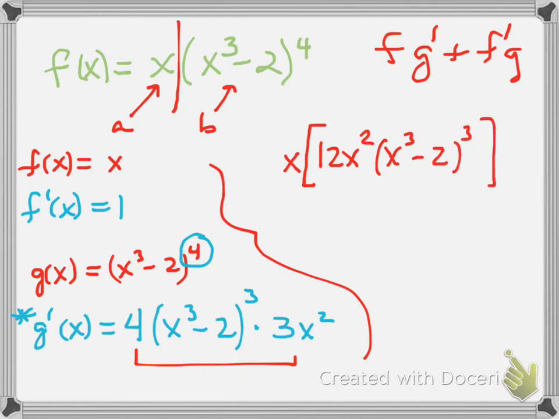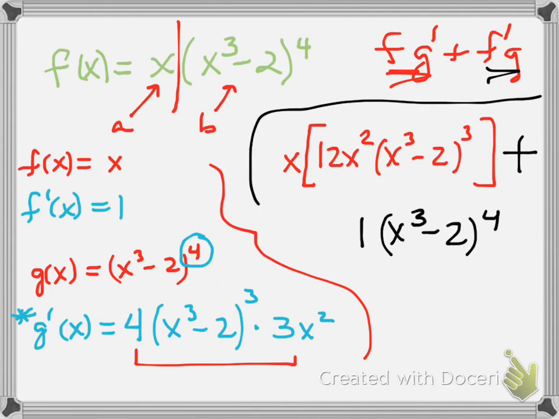So that would be the first part of the product rule, right? And then we're going to be saying, all right, well, plus, and then we have to do the other part of the product rule, right, which would be the f prime part. So that'd be 1 times the original g, which is just x cubed minus 2 to the fourth. And that would be your answer. So you can see now we're combining rules, and this is where it gets a little bit involved. There's really no need to do too much beyond that. We can even talk about it more in class.